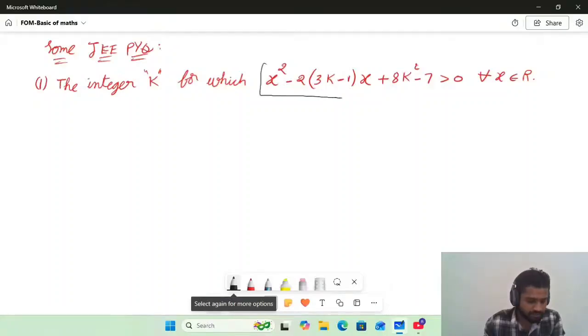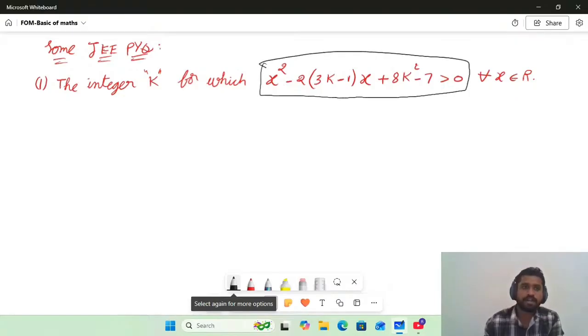If you see carefully, this is a quadratic equation. So quadratic equation, when will it be greater than 0? Always greater than 0, for all real values of x, this expression is greater than 0.